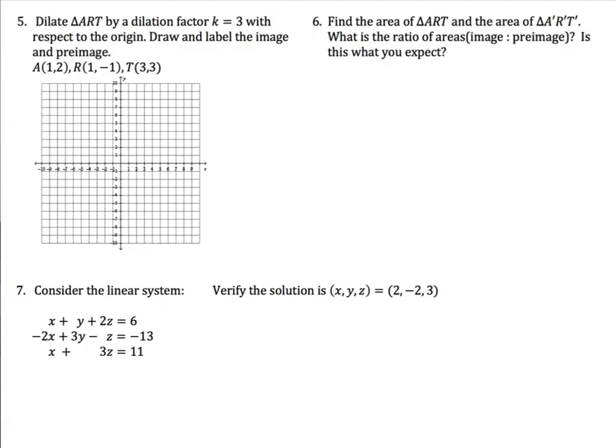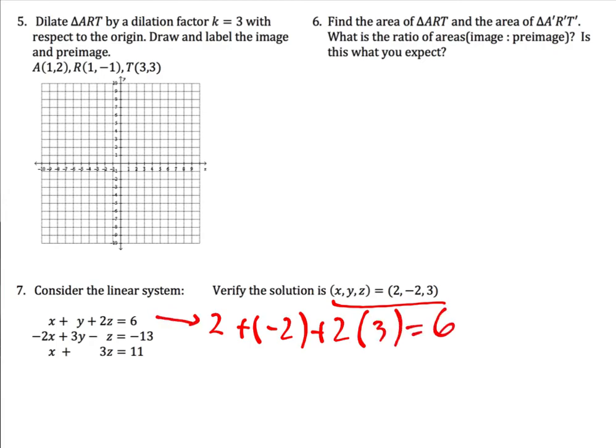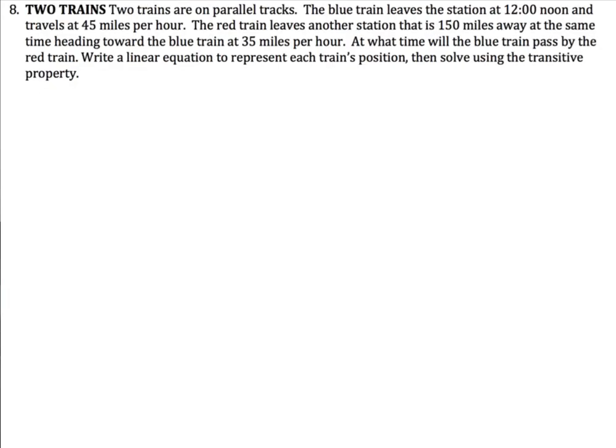Number 7, you're going to consider this linear system. It's in 3 variables. You're just going to verify that this is the solution. You will just plug it into everything. x is 2, y is negative 2, and z is 3. So in the first equation, that would be plugged in, and if that's true, that's great. You try the second and the third equation, and you're just showing that that is the solution.